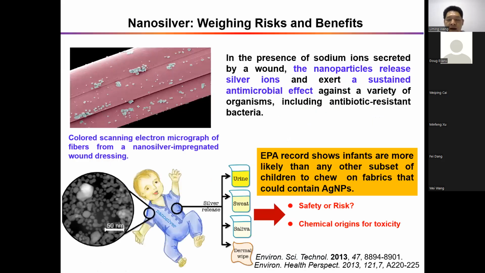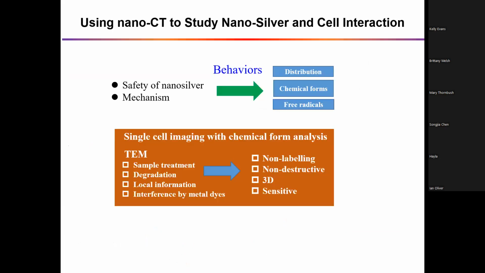In other words, several nanoparticles are considered to be toxic to cells and to human beings. However, the chemical reaction mechanism is still not clear. To answer the question, we use X-ray based imaging and X-ray spectroscopy to study the chemical reactions inside the cells.